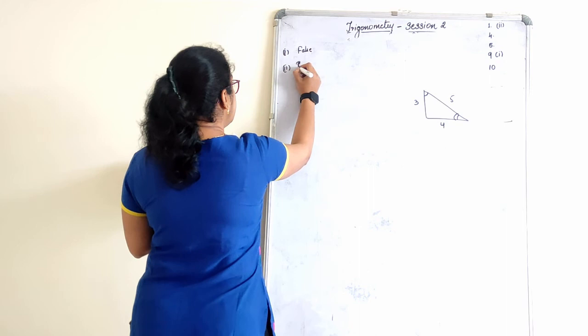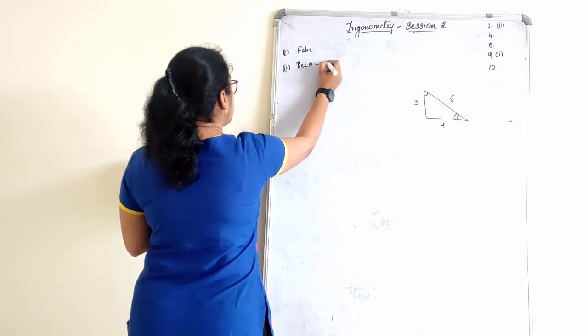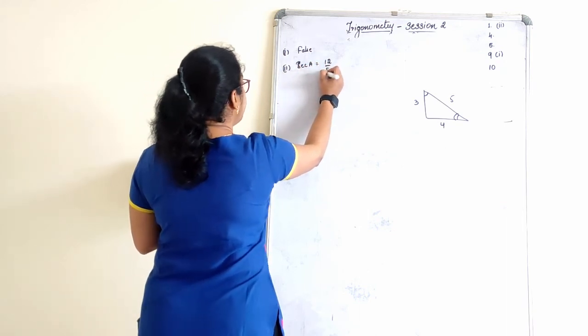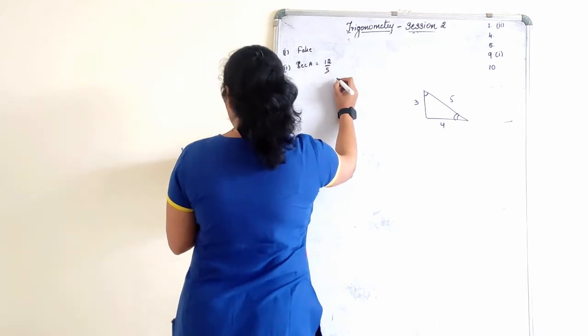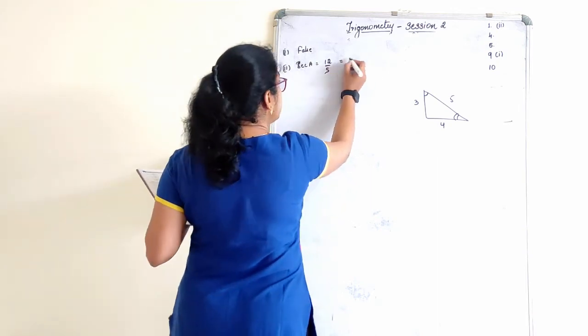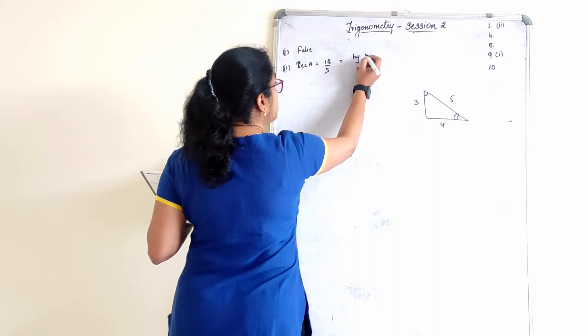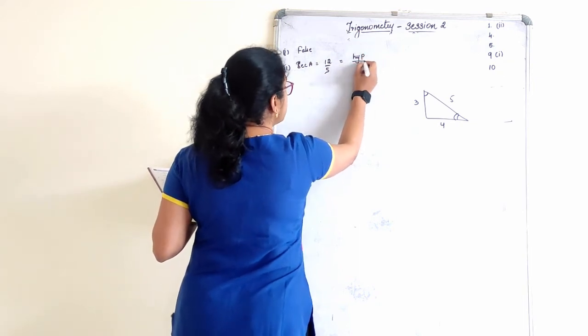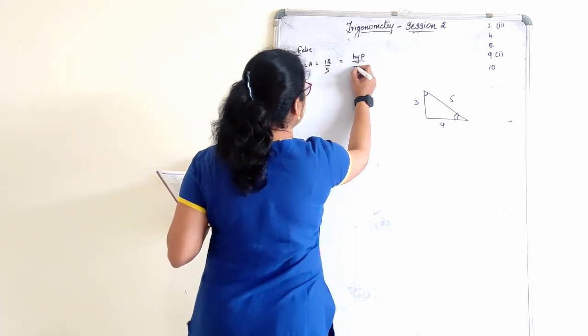So sec, I'll just write it here. Sec A is equal to 12 by 5 for some value of A. So what is actually sec A? Sec A is nothing but the reciprocal of cos. So it is hypotenuse upon adjacent.